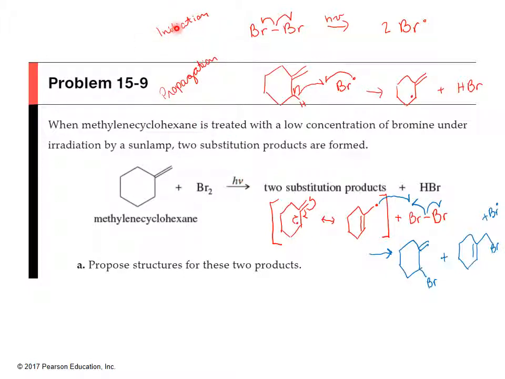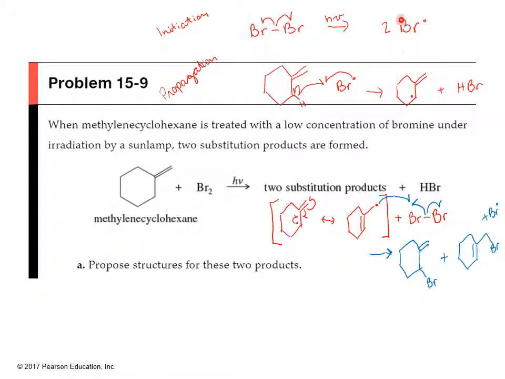Recall that in a radical reaction, you're going to have an initiation step, propagation steps, and then typically a termination step. The initiation step is creating that first radical. So the sun lamp is causing this bond to break homolytically, meaning one electron goes this way and one goes this way.